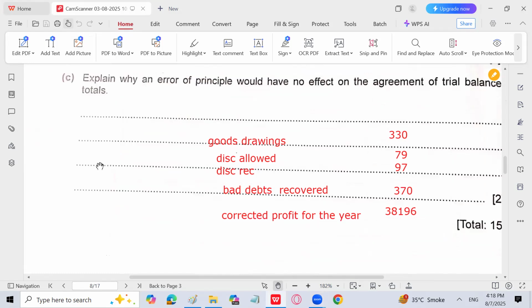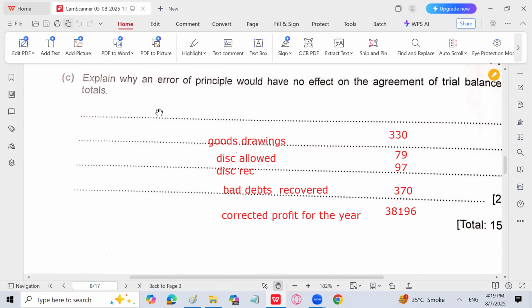Next, explain why an error of principle would have no effect on the agreement of the trial balance totals. Because the error of principle states that correct amount is entered on the correct side, but in a different class of account. For example, capital expenditure is treated as revenue expenditure, or revenue expenditure is treated as capital expenditure. Furniture sold for cash. So furniture is going to be credited as a decrease, but we have credited sales wrongly. So that is the error of principle, because you have broken the rule of accounting.